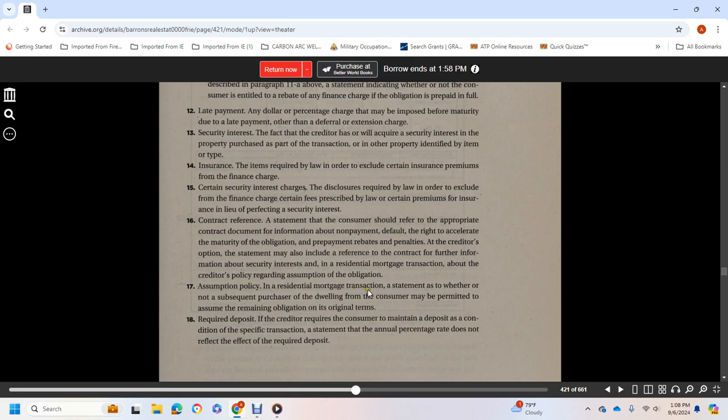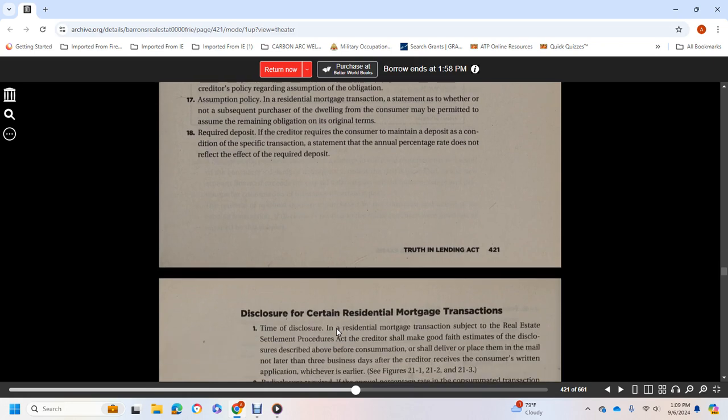17. Assumption policy, residential mortgage transaction: a statement of whether or not a subsequent purchaser of the dwelling from the consumer may be permitted to assume the obligation on its original terms. Required deposit: if the creditor requires the consumer to maintain a deposit as a condition of the specific transaction, a statement that the annual percentage rate does not reflect the effect of the required deposit.